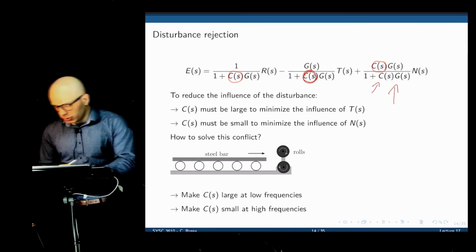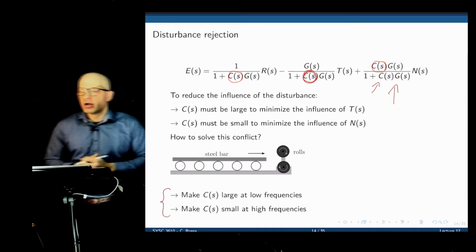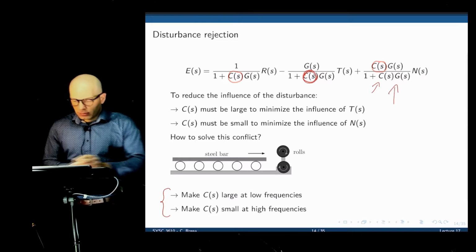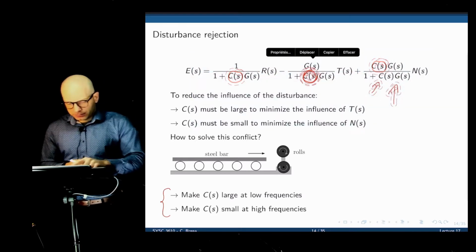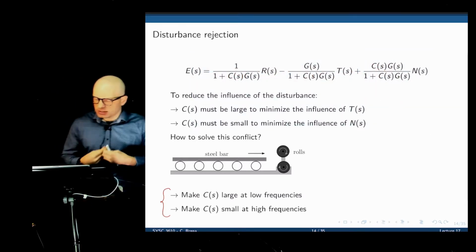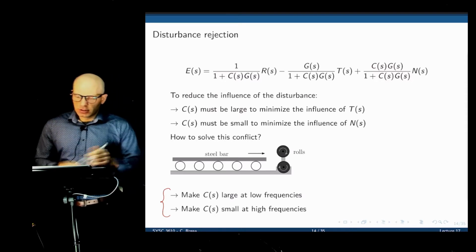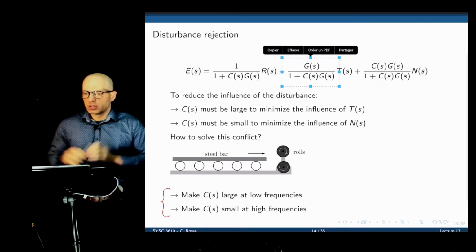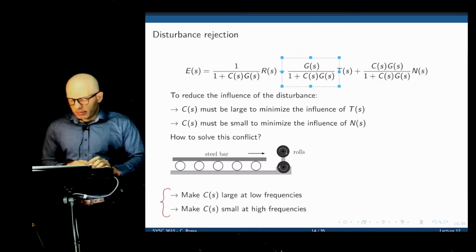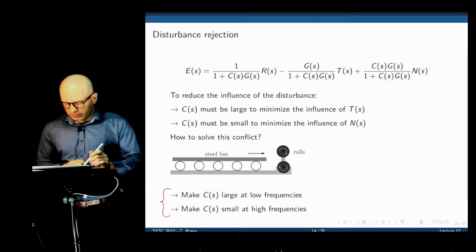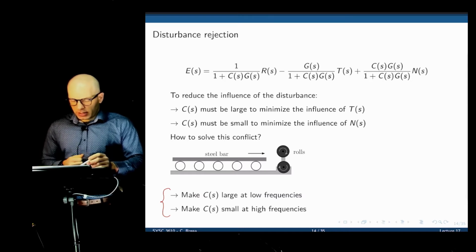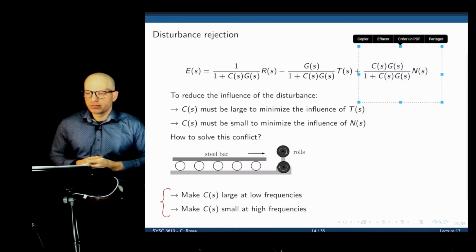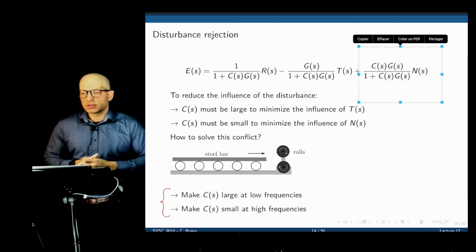So the solution is just to play with their cutoff frequencies. Remember the Bode plot, and make C of S large at low frequencies, so this term that occurs at low frequencies decreases, and make C of S small at a high frequency. So this term here that occurs at high frequencies is also minimized.